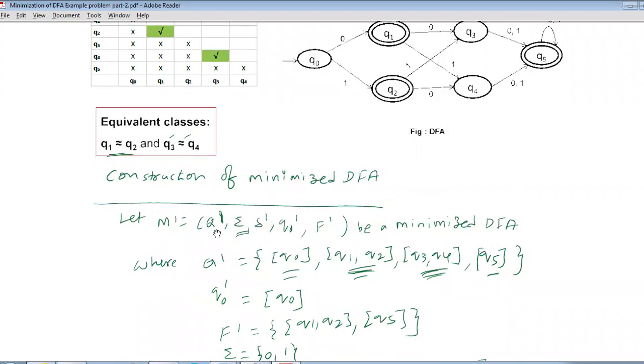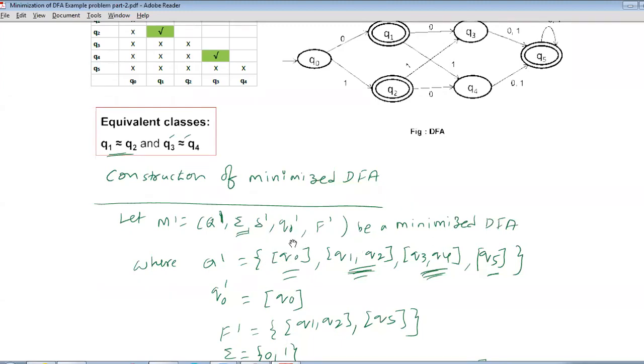Now M dash equals Q dash, sigma, delta dash, Q naught dash, F dash. Here sigma is the same as the given DFA. Now states are changed, transitions are changed (delta dash), the initial state is changed, and final states are changed. So now Q dash equals, how to find Q dash? You can write down all the states of the given DFA in order, but wherever the equivalent class combinations are, there you can merge and make that equivalent class a single state.